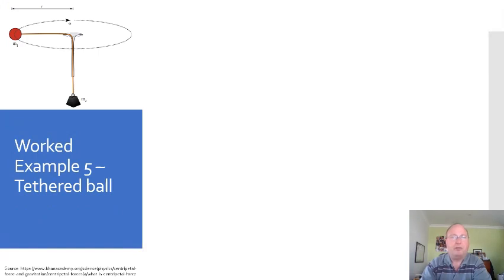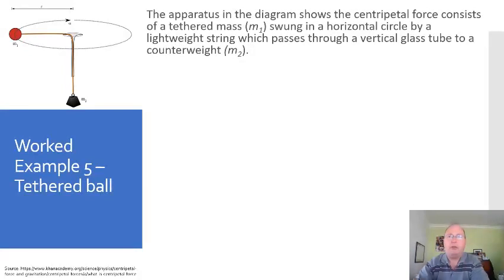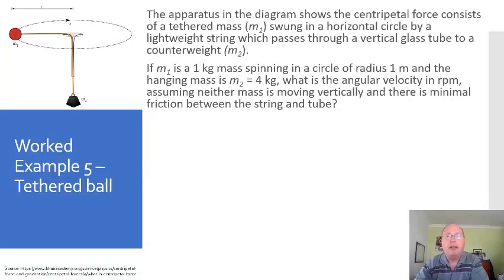We'll work to example 5. Look at the diagram where we have a mass connected via a string, might be a nylon string, through a glass tube so that we reduce friction, and it's tethered to a ball. So the apparatus in the diagram shows the centripetal force consists of a tethered mass, M1, swung in a horizontal circle by a lightweight string which passes through a vertical glass tube to a counterweight, M2.